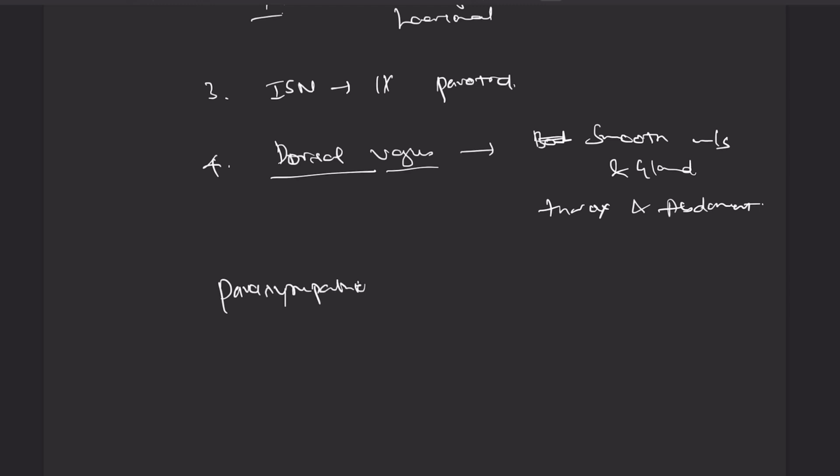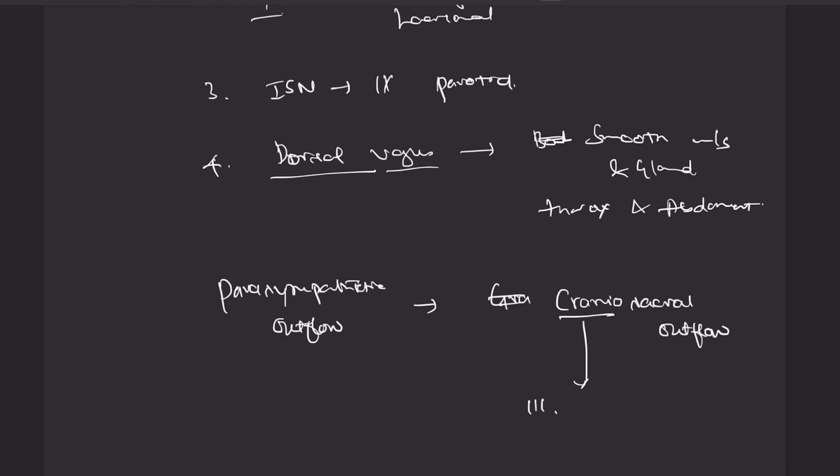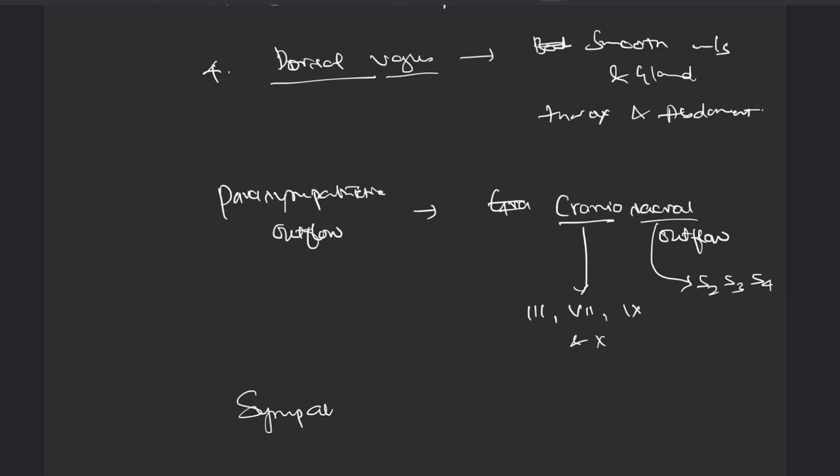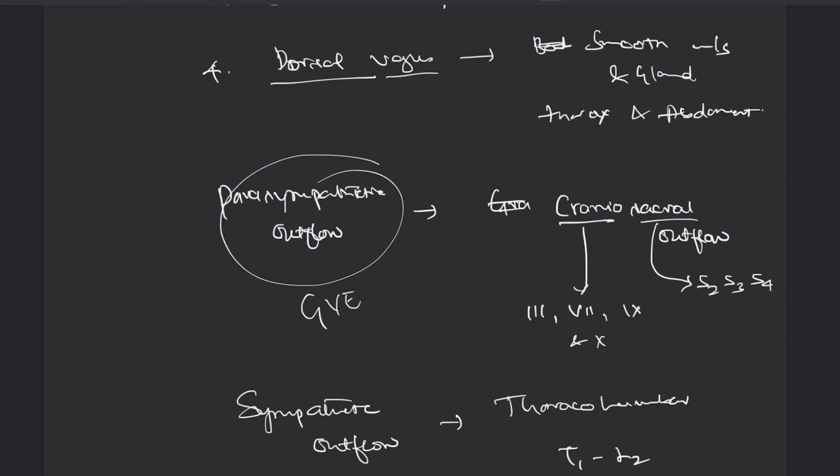Parasympathetic is a craniosacral outflow. Cranial is 3, 7, 9, 10. Sacral is S2, S3 and S4. And the sympathetic outflow is thoracolumbar outflow, that is T1 to L2. So the GVE column is the parasympathetic column.